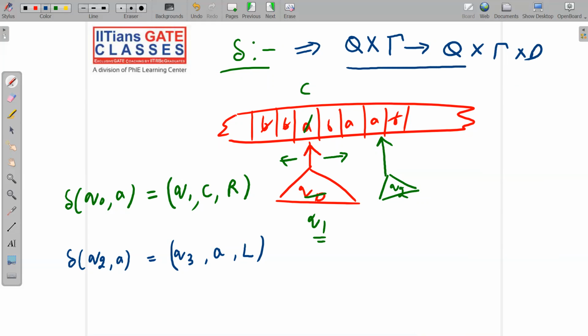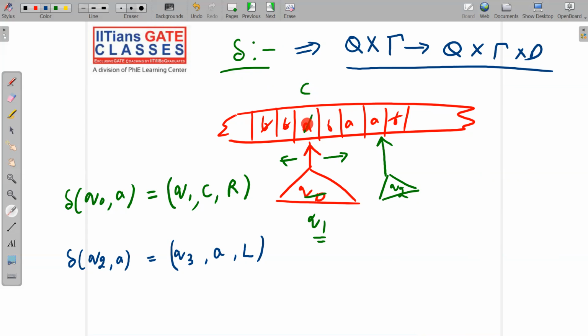So this is the generalized delta for the Turing machine. The Turing machine is at any state Q, and some symbol is read from the tape. It will move to some state, it will write something, and then it can move either left or right. Direction means left or right. Please see here carefully. In case of PDA, we write tau star, but here we are writing tau. That means the read write head can read one symbol as well as write one symbol. It cannot write more than one symbol at a time.